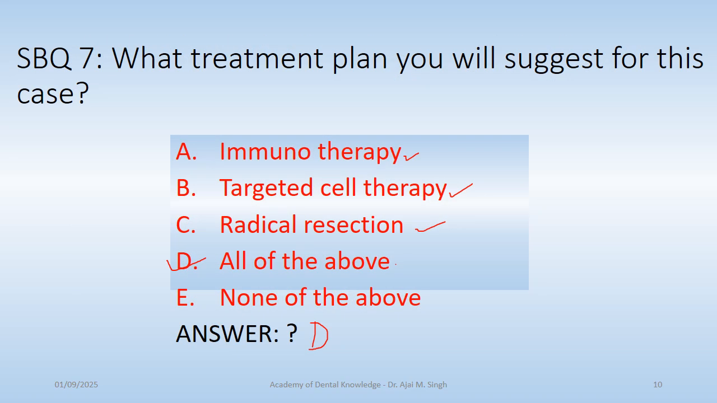Scenario based question number 7 is, what treatment plan you will suggest for this case? Option A is immunotherapy. Okay, we will give it to the patient. Targeted cell therapy to kill the cancer cells. Radical resections to surgically remove the growth. So all of the above and none of the above. So answer will be option D.